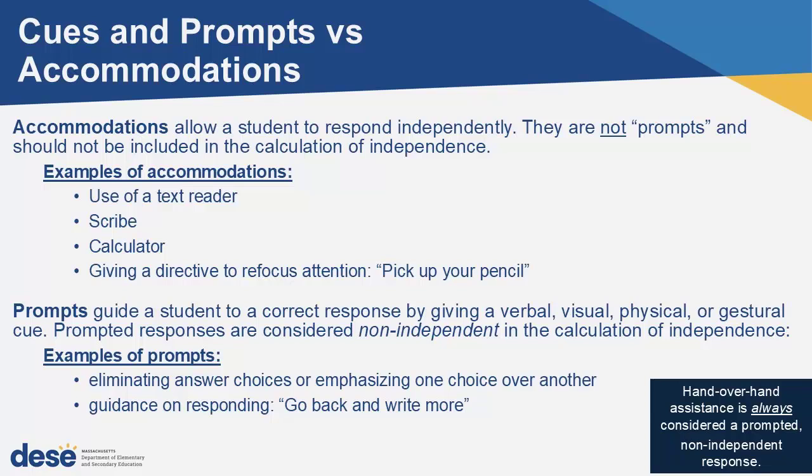So for example, if the student's working on a computer program and they choose the wrong answer and it eliminates that answer, so you have fewer choices, that's a prompt. If you guide them by saying, you need to go back and write more on question 2, or you need to look at answer 5, you are getting them closer to the answer, because obviously it wasn't the answer you expected or wanted. Okay. Anytime you do hand over hand assistance, that's always considered a non-independent response.